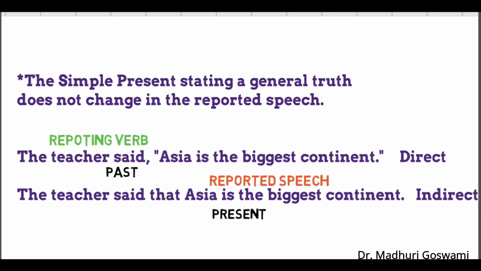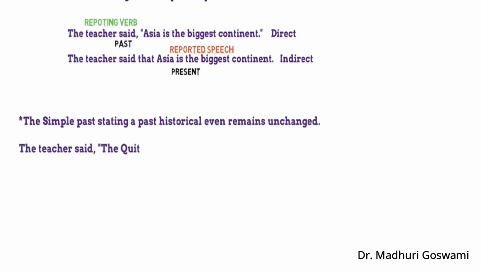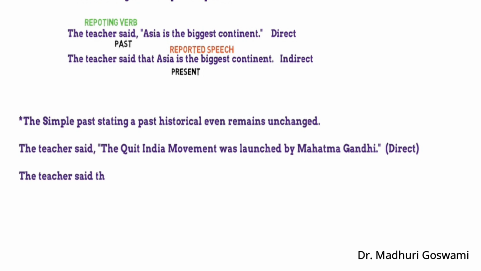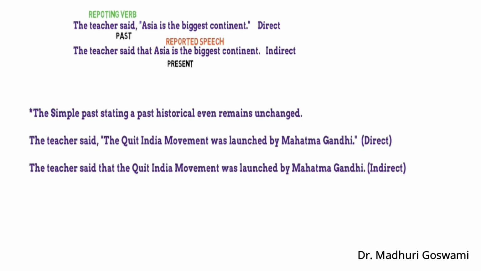In the same way, the simple past stating a past historical event remains unchanged. For example, the teacher said, "The Quit India movement was launched by Mahatma Gandhi." The indirect speech of this sentence is, the teacher said that the Quit India movement was launched by Mahatma Gandhi.